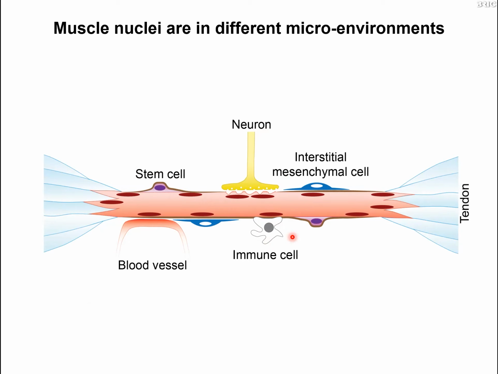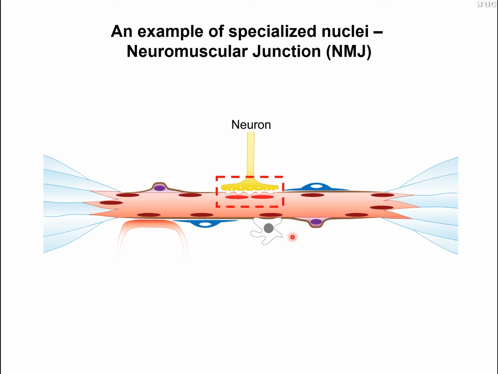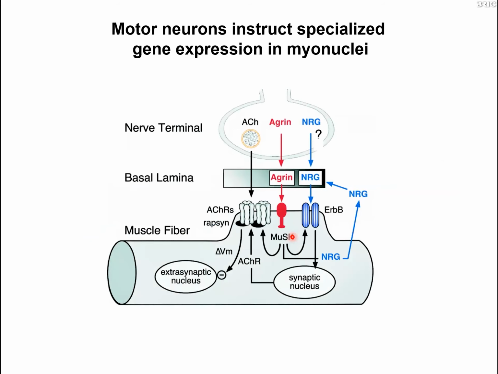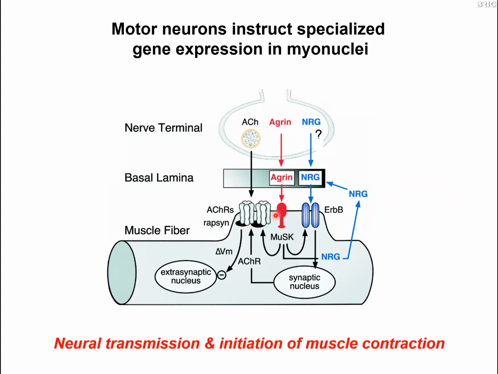Now, indeed, previous studies have identified at least one transcriptionally specialized nuclear subtype in the muscle, which is located at the junction between the motor neurons and the myofibers. What happens in this part of the muscle is that the motor neurons send signals such as Agrin, which are perceived by specific receptors expressed on the myofiber. This leads to downstream signaling pathways, which induce the expression of genes that are required for neurotransmission. As a result, muscle contraction can begin from the very center part of the myofiber. However, other than the neuromuscular junction nuclei, it remains unclear what kind of nuclear subtypes actually exist inside a muscle cell.